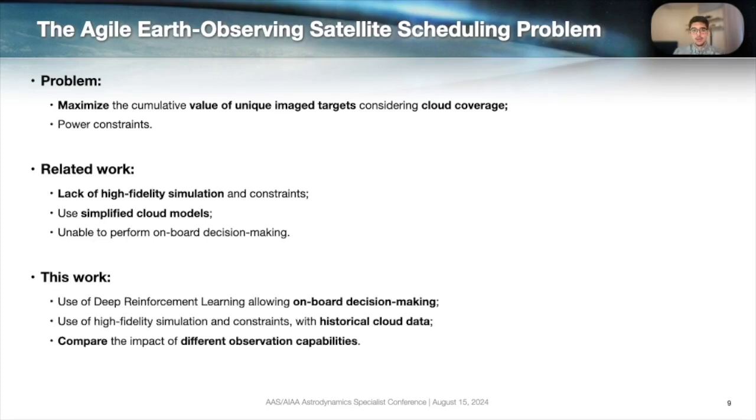So in this work, we are using deep reinforcement learning, which allows for onboard decision making. It's very fast to evaluate the neural networks after training, and we are using high fidelity simulation and constraints and historical cloud data. Also, we are comparing the impact of different observation capabilities on our trained agents.